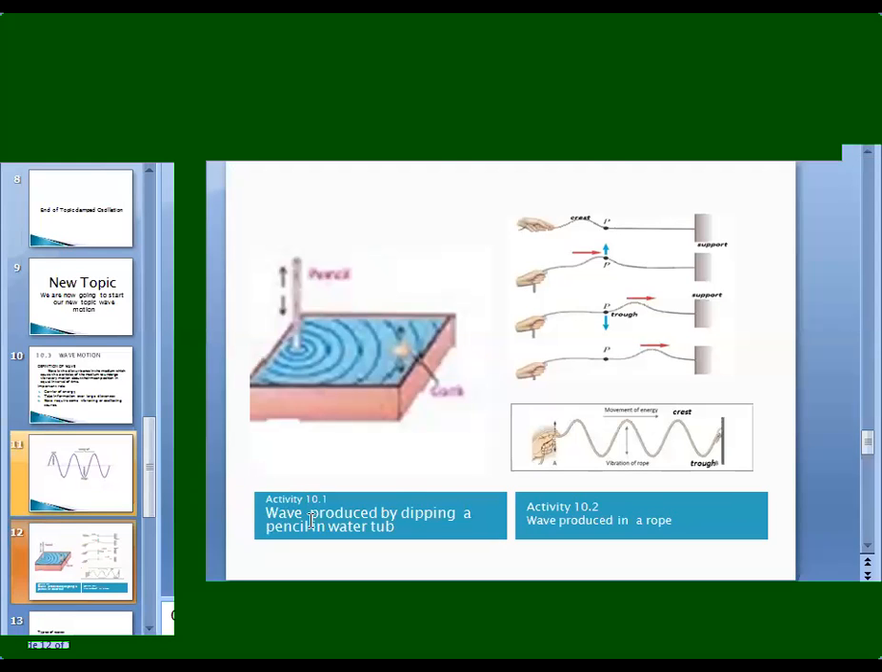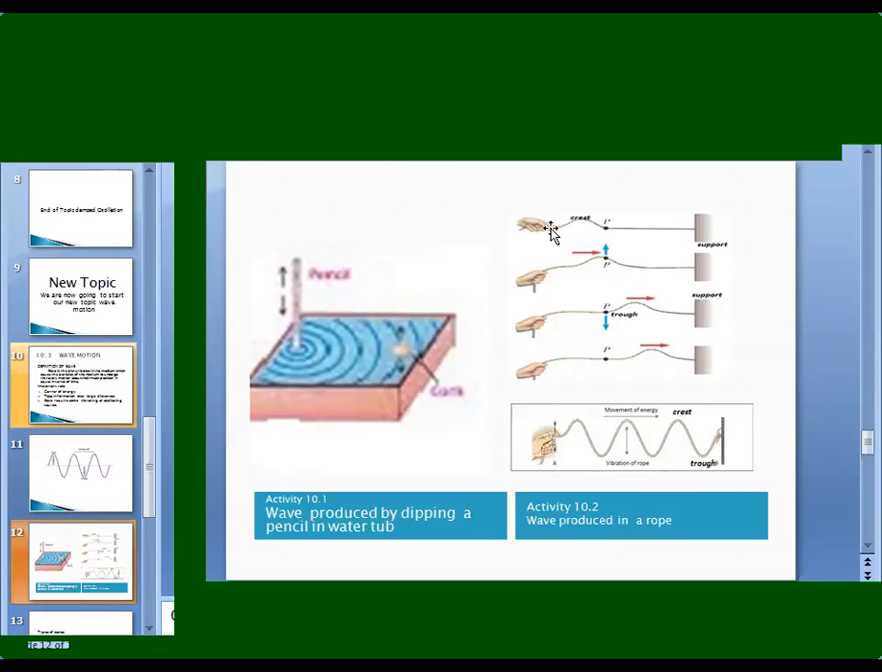Then we discussed two activities: wave producing by dipping a pencil in a water tub. The pencil is the vibrating source. It is producing the waves. So what will happen after some time? We disturb the medium over here. Since waves carry energy, the energy will pass over to the cork, and our cork will start vibrating up and down about its position without moving anywhere. So this is our cork, and this is our pencil, the vibrating source.